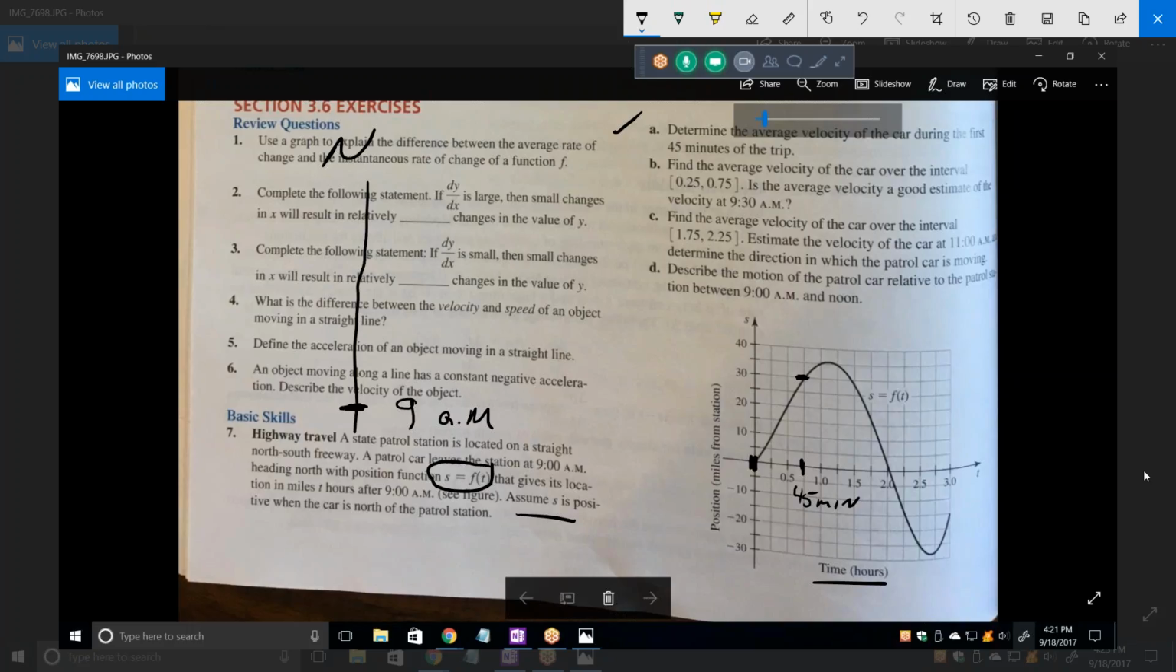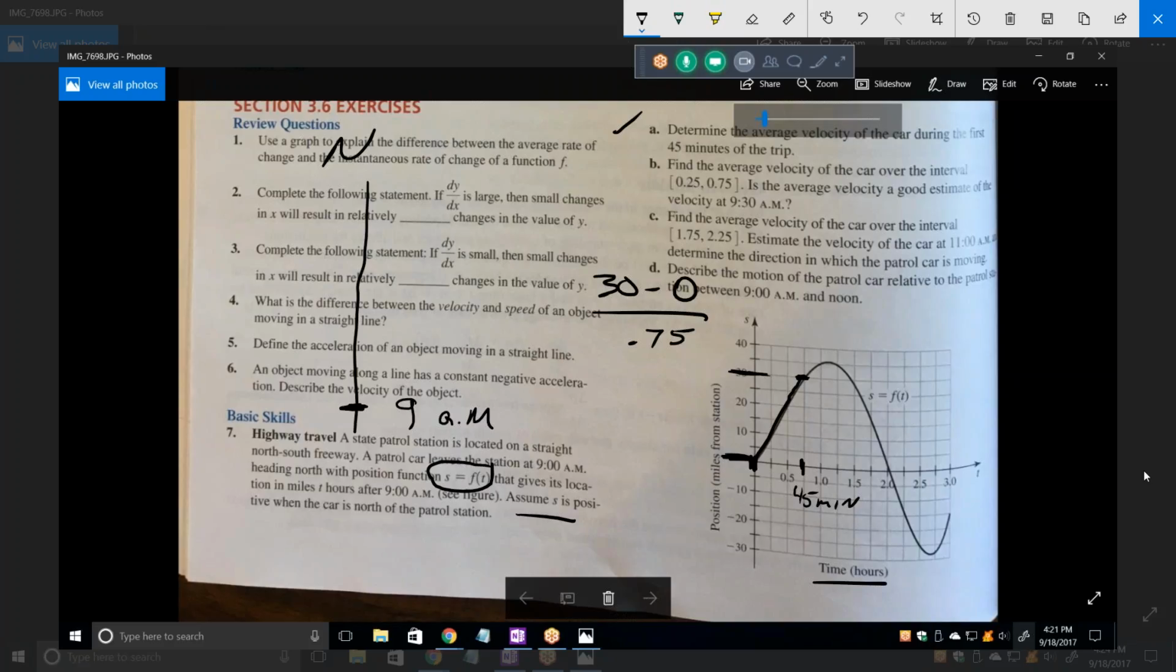So what's his average velocity? Would you take 0.75 minus 0 in the denominator, and then 30 minus, just 30 over 0.75. It's the difference in the y. Remember what average velocity is. It's just the slope between 2 points. So the average velocity is that right there. It's rise over run. That's always what average velocity is.